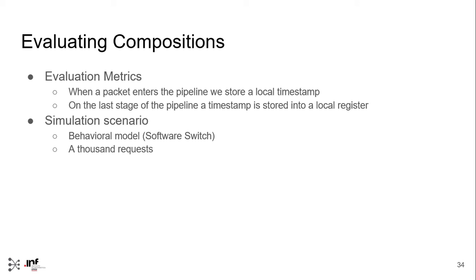To evaluate our compositions, we aim to measure only local metrics. We do not care about end-to-end metrics. To this end, we store timestamps at the beginning and the end of the pipeline. We store these timestamps in a local register for further analysis. We compose every composition into a software switch called the behavioral model and pass it 1,000 requests, recording timestamps. After it traverses all the requests, we process the timestamps to obtain latency and throughput.